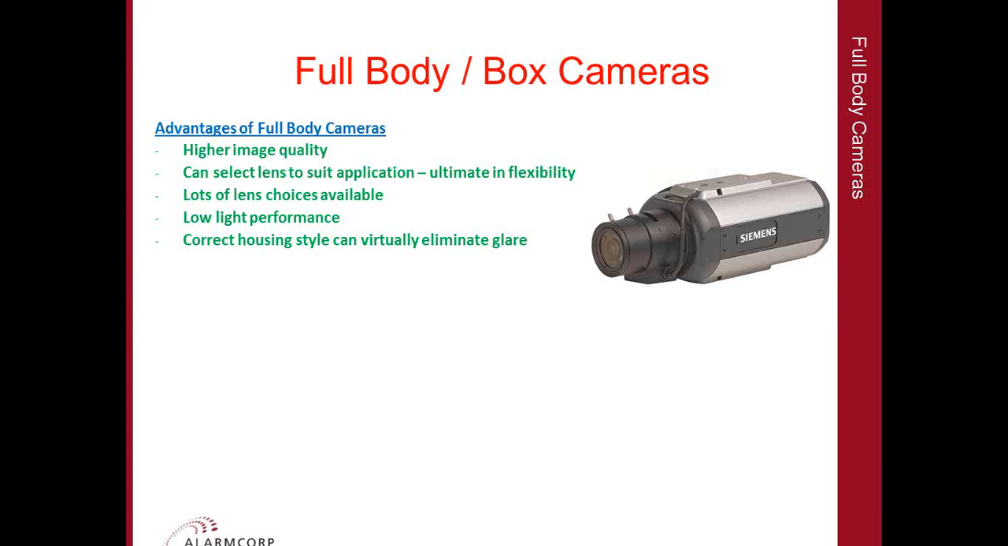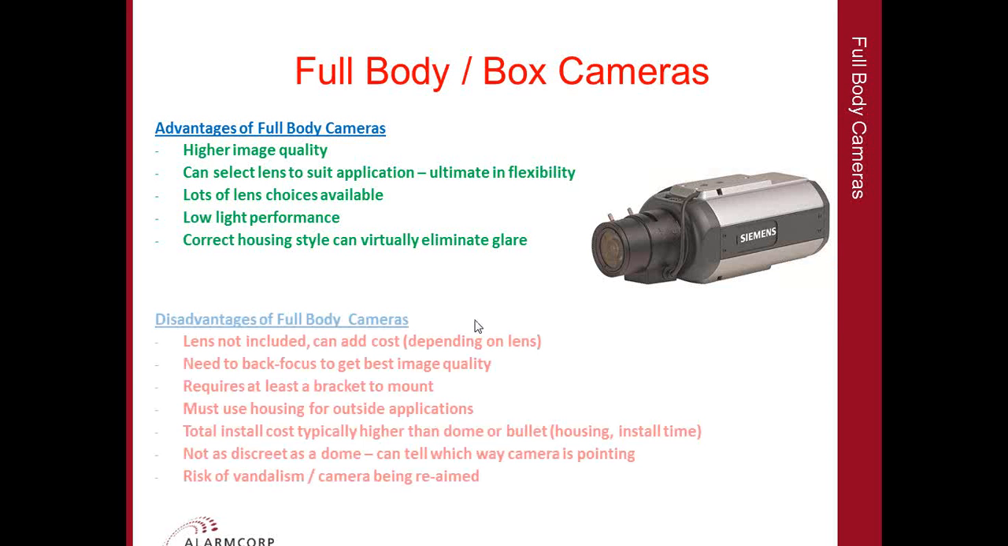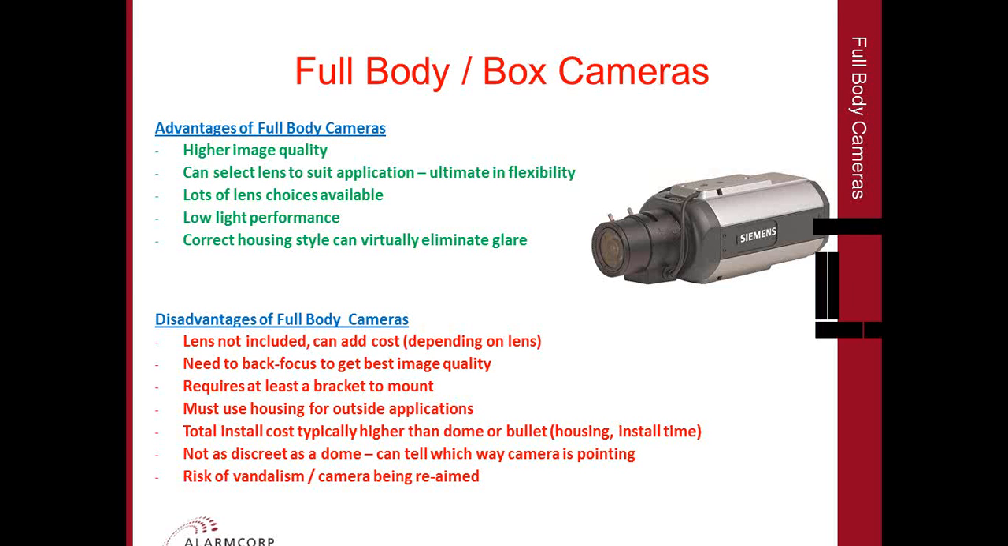Because of the higher electronics being used in the full body camera, they often deliver much better low light performance than a dome. And using the correct housing style with extendable sun shields, you can virtually eliminate them. Not always, but almost. However, full body cameras also have weaknesses. The lens is not included, and this will add cost. Now, depending on the lens, a basic 2mm lens is today quite affordable, but if you need to go wider or much longer, those lenses still carry a certain price premium.